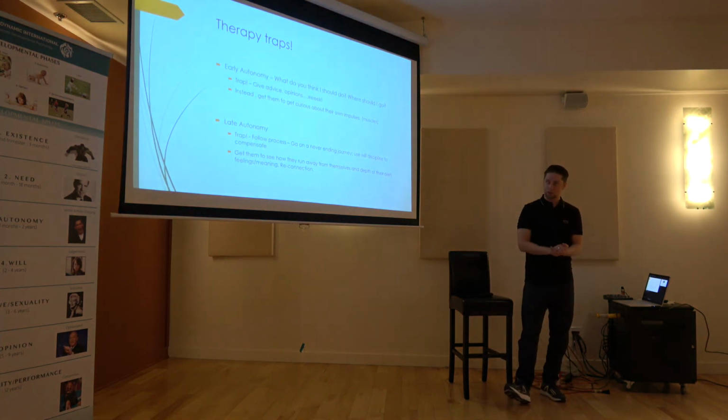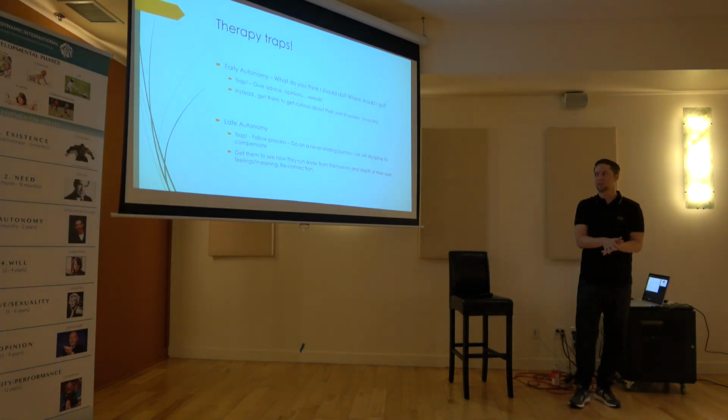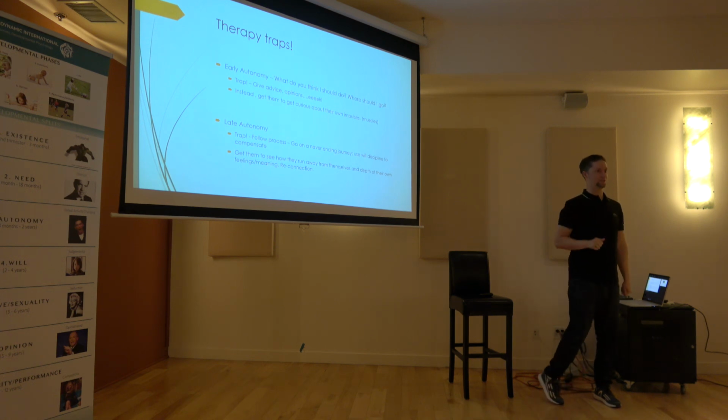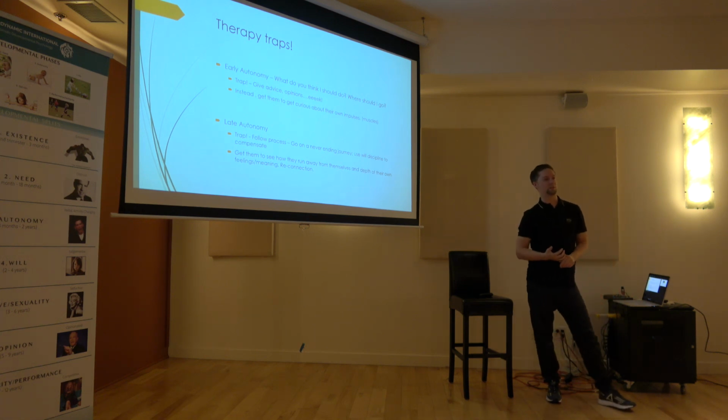So, therapy traps. When it comes to working with these developmental phases, these character structures in early autonomy, oftentimes they'll ask questions like, what do you think I should do? Where should I go? And you, being the good therapist or coach or counselor, would be like, oh, I know what you should do. And then you give them advice and you give them your opinions. And that's exactly the opposite of what you want to do. What you want to do, again, is instead get them to be curious about themselves. Get them to be curious about their own impulses and what's meaningful to them, because they really struggle in this area.